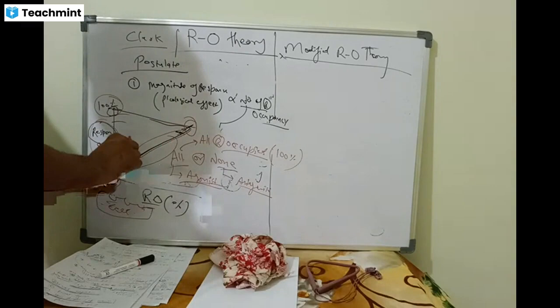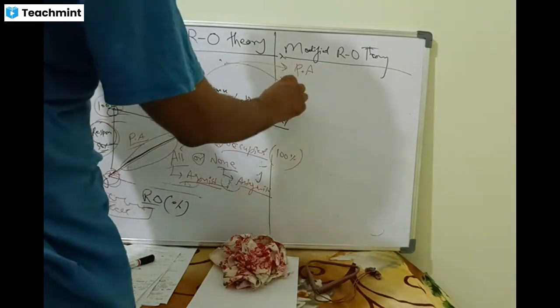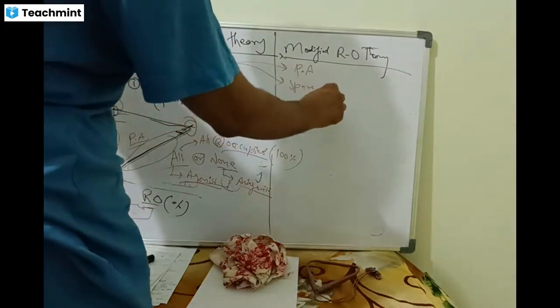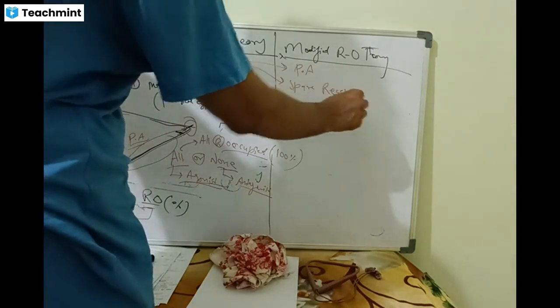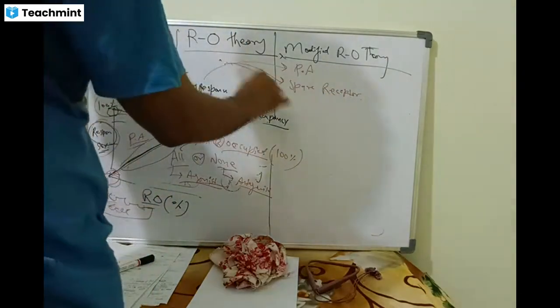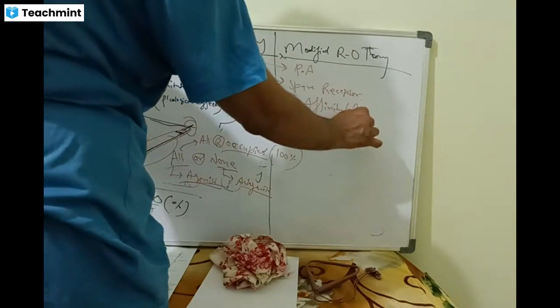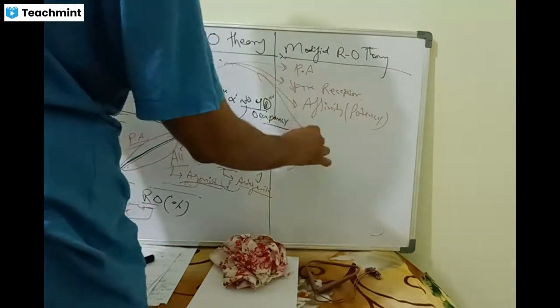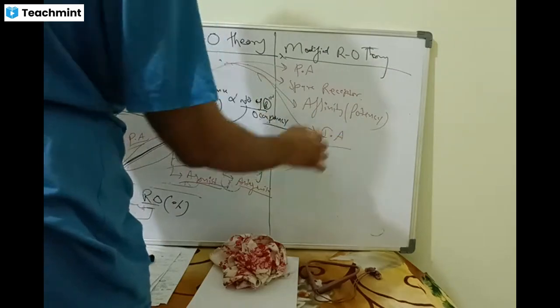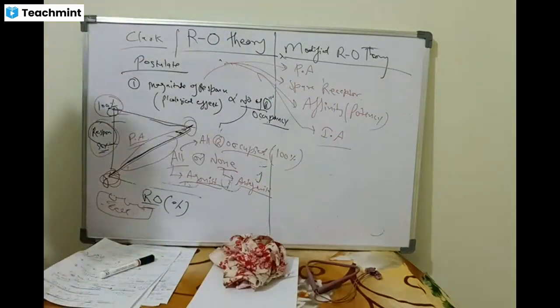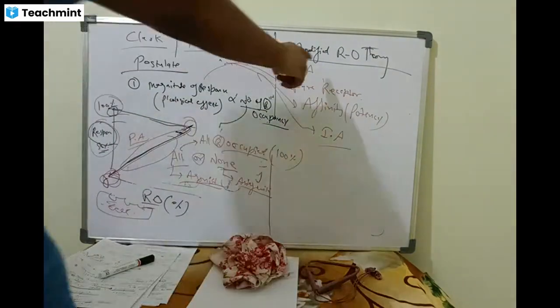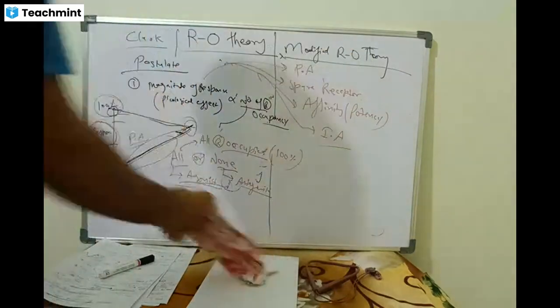So the limitation of this theory was partial agonist, which was not explained by this theory. Second, the concept of spare receptors is not explained by this theory. Third, affinity, that is potency. Fourth, intrinsic activity. So these are the four limitations of receptor occupancy theory. These four limitations are explained by the modified receptor occupancy theory.